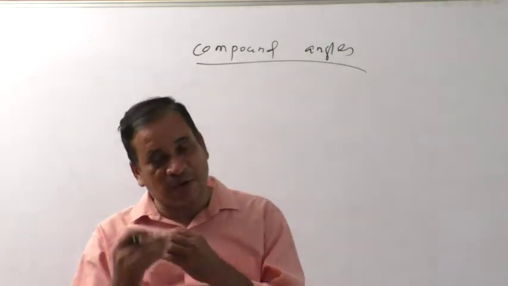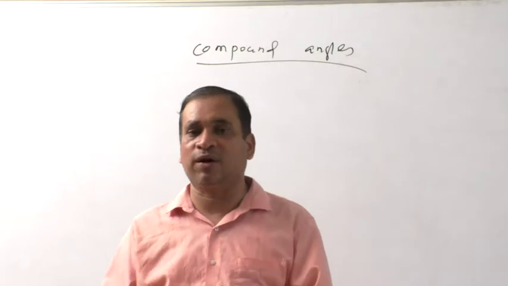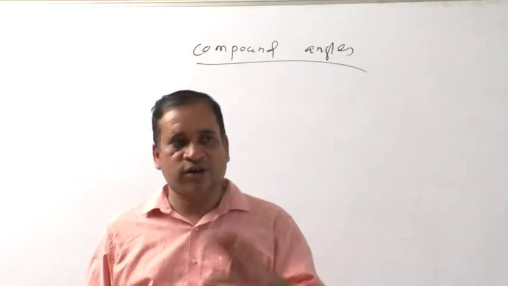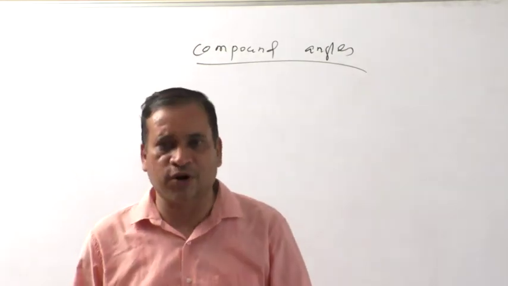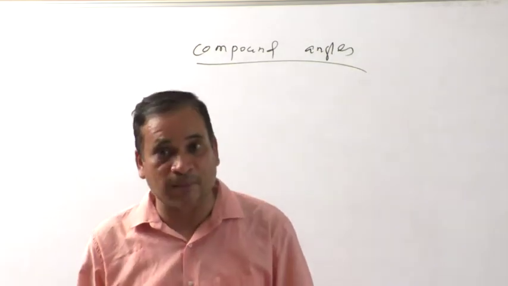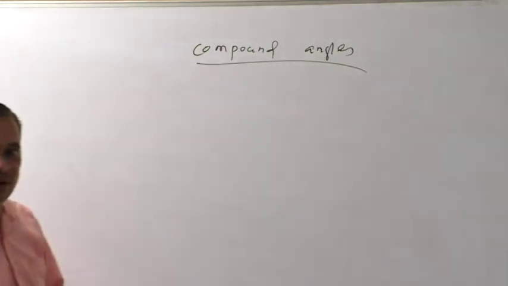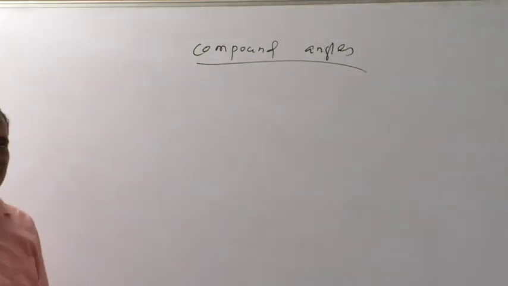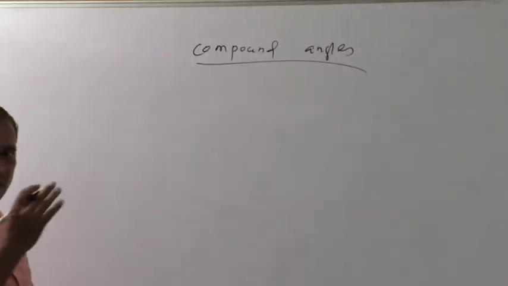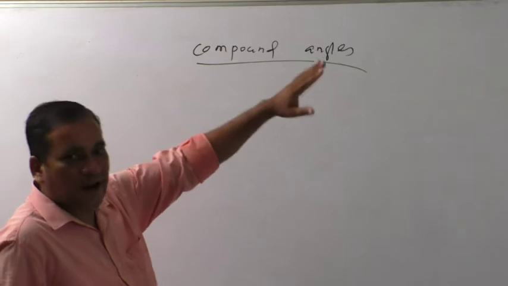There is also a derivation of the formula, but we are not going to derive it. We have to remember it, since there is a short time period, so we will not take more time to derive the formulas. Now we have to remember the formulas, and then see how they are utilized to find the value of trigonometric angles. That chapter is compound angles.